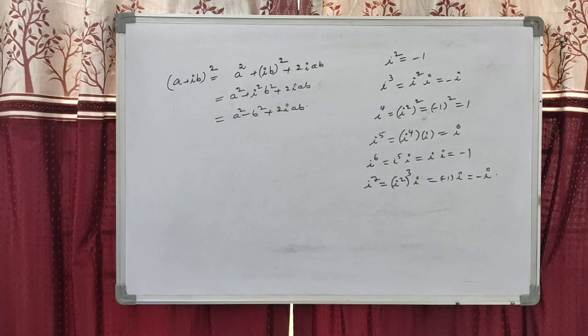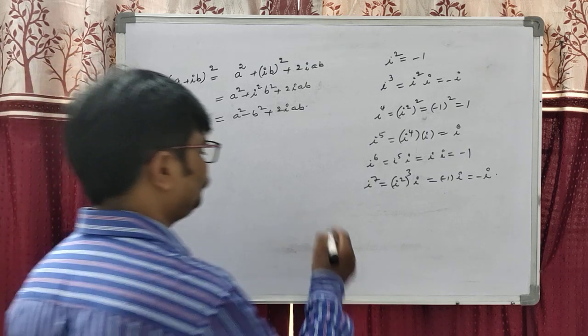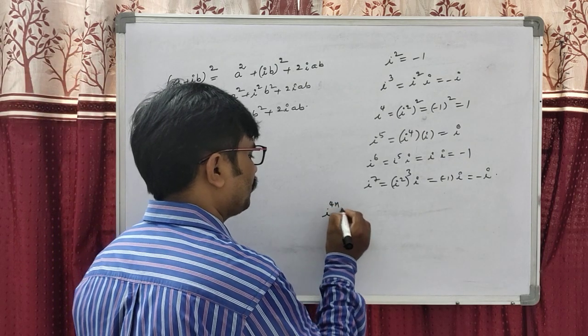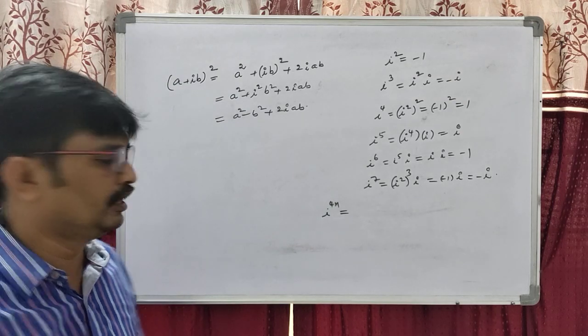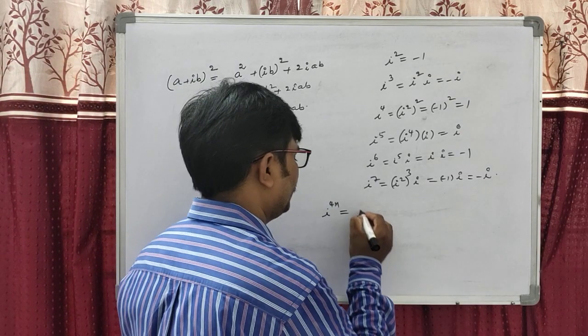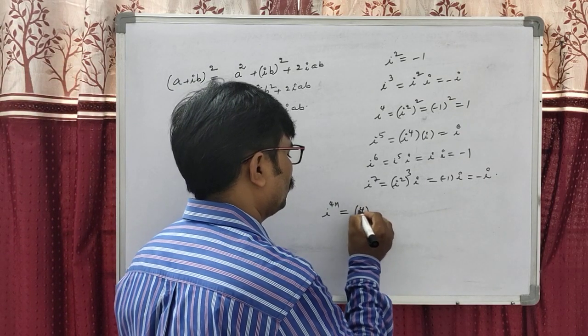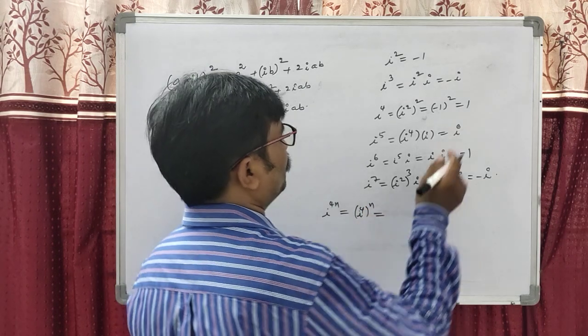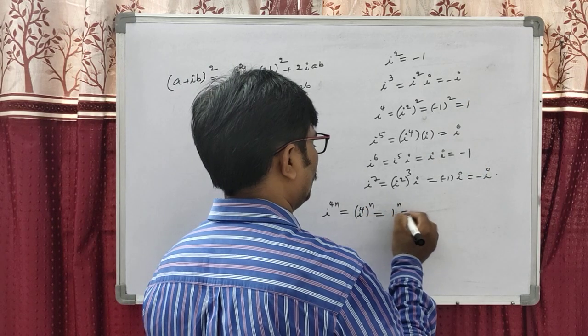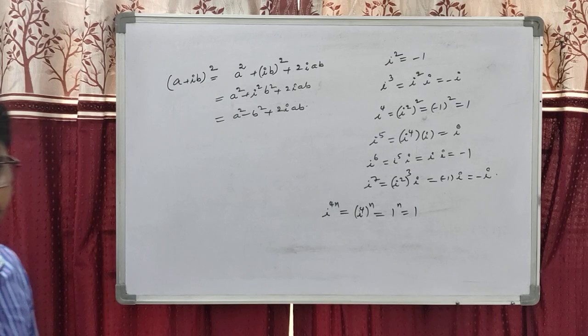i² is minus 1. i³ is minus i. i⁴ is 1. i⁵ is i. i⁶ is minus 1. i⁷ is minus i. Therefore students, how do we write i^(4n)? We can write it as (i⁴)^n. i⁴ is 1. 1 power n is nothing but 1.